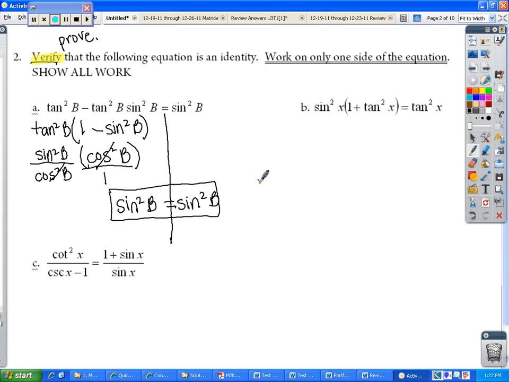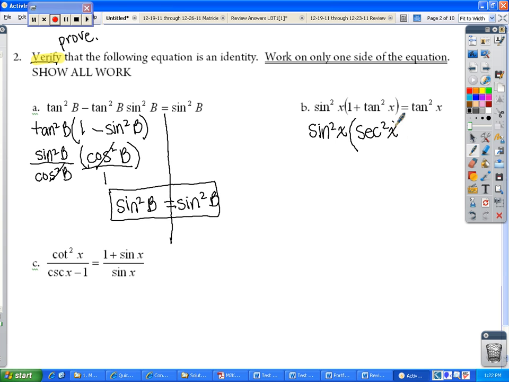Alright, let's move on to letter B. Letter B, sine squared x times 1 plus tan squared x equals tan squared x. So for this one, the first thing that you're going to want to do is notice that 1 plus tan squared is the same thing as secant squared. So sine squared x times secant squared x.